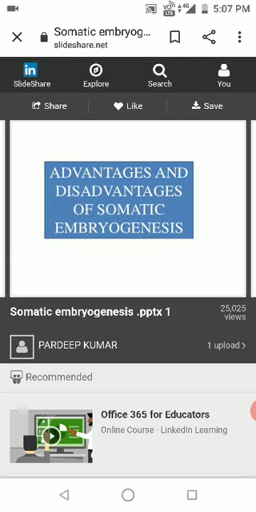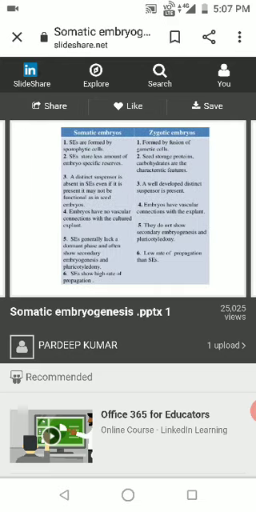Now there are differences between the zygotic embryo and the somatic embryo. Somatic embryos are formed by sporophytic cells, that is diploid cells, whereas the zygotic embryo is formed by gametic cells, that is pollen and ovule. Somatic embryos store less embryo-specific reserve, whereas seed storage protein and carbohydrate are the characteristic feature of zygotic embryos. Because in the case of a zygotic embryo, it forms a seed coat, and the seed coat has a lot of nutrients which are not present in the somatic embryo.